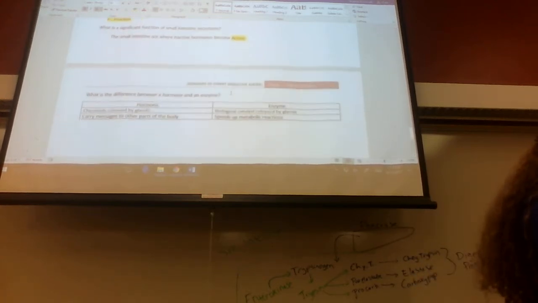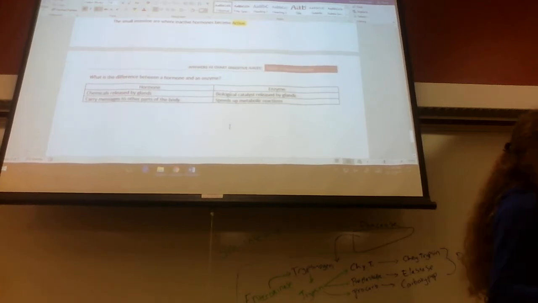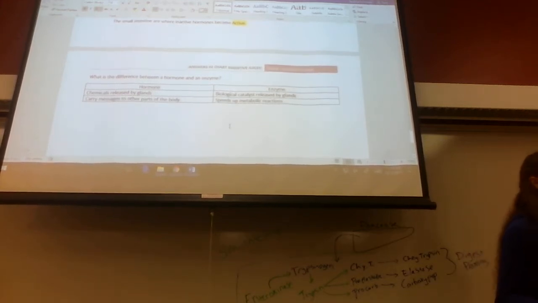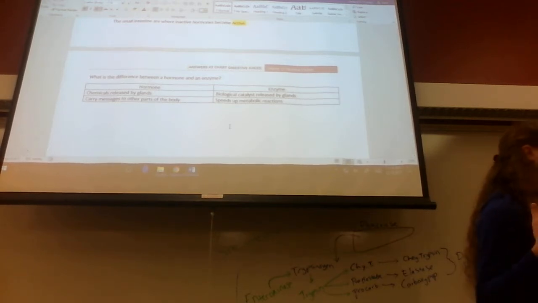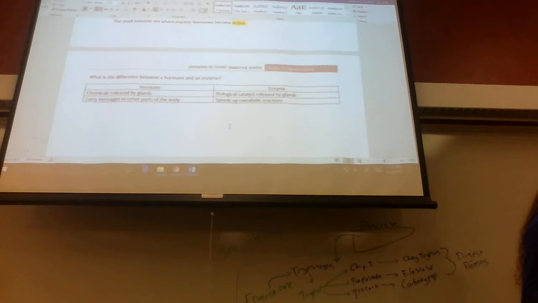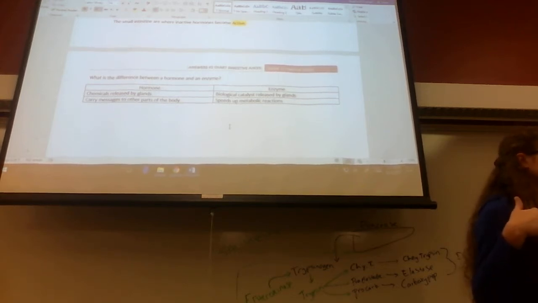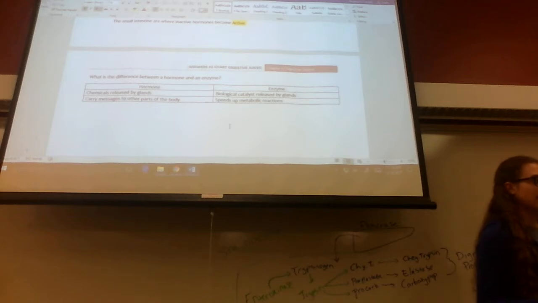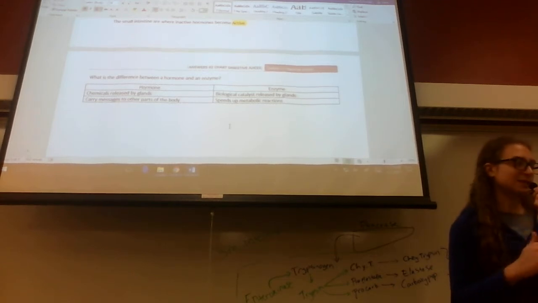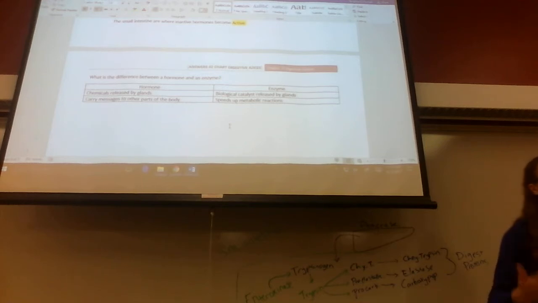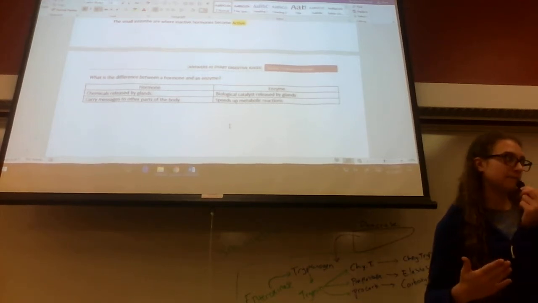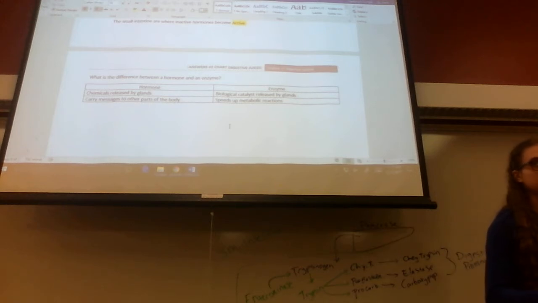And then this is just a little recap. Difference between a hormone and an enzyme. Probably should have had this first, actually. A hormone is basically chemicals released by glands. These carry messages to other parts of the body, just like in the endocrine system. So hormone, think chemical. Enzyme, biological catalyst released by glands. This speeds up metabolic reactions. So the first one is basically the definition of it. If you see biological catalyst, it's an enzyme. If you see a chemical, it's typically a hormone.